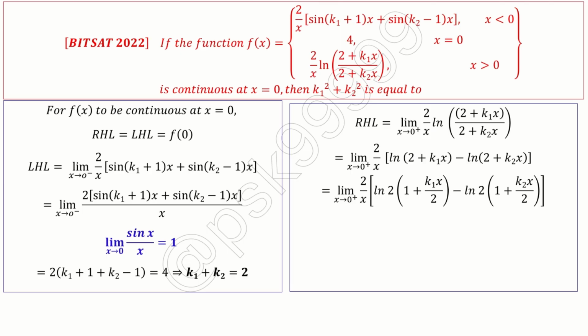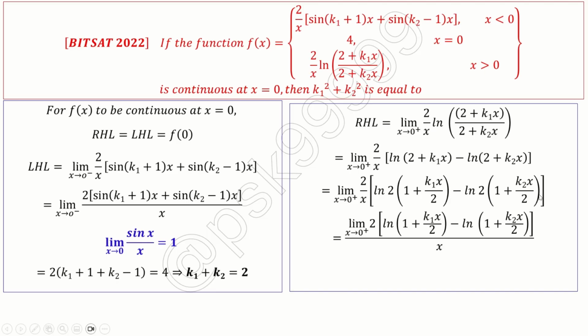We use that one, same thing here. If I take ln 2 common from this one, it will become 1 plus k1x by 2, ln 2 times 1 plus k2x by 2, remaining all same. This is the product of ln 2 into something, so I can make it as 2 plus this value. That way I will cancel ln 2 actually. I am left with the limit as x tends to 0 plus of 2 times ln of (1 plus k1x by 2) minus ln of (1 plus k2x by 2), divided by x.